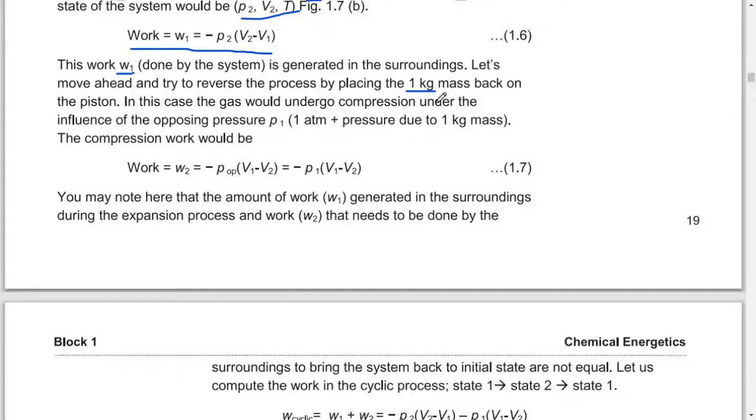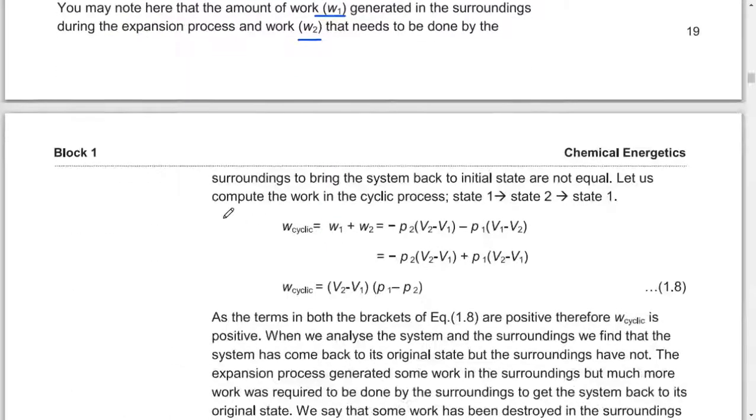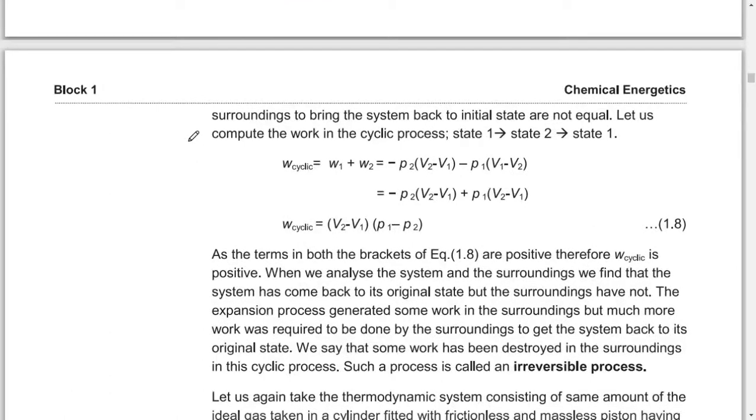In this case, the gas would undergo compression under the influence of the opposing pressure P1, which means 1 atm plus the pressure due to the 1 kilogram mass. The compression work would be W2 equal to minus P1 times V1 minus V2. You may note here that the amount of work W1 generated in the surroundings during the expansion process and work W2 that needs to be done by the surroundings to bring the system back to the initial state are not equal.